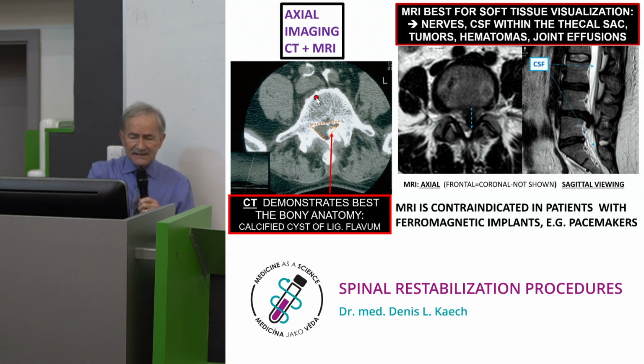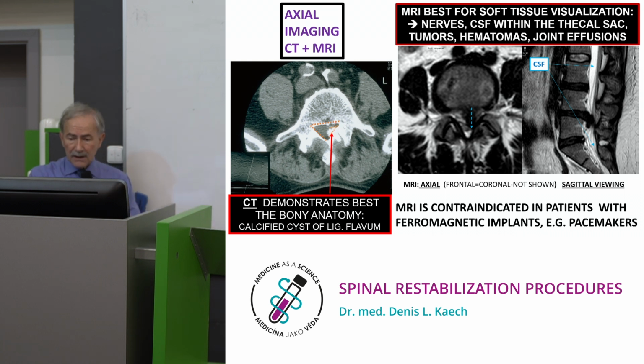CT scan. CT scan is very precise for bony anatomy, shows the size of the canal. Normally it's a delta form, the spinal canal. But here you have a calcification that narrows the spinal canal. It's a calcified ligamentum flavum cyst, and here you have a narrow lateral recess. This patient may suffer from an L5 nerve, which is here stenotic, compressed chronically in the lateral recess.